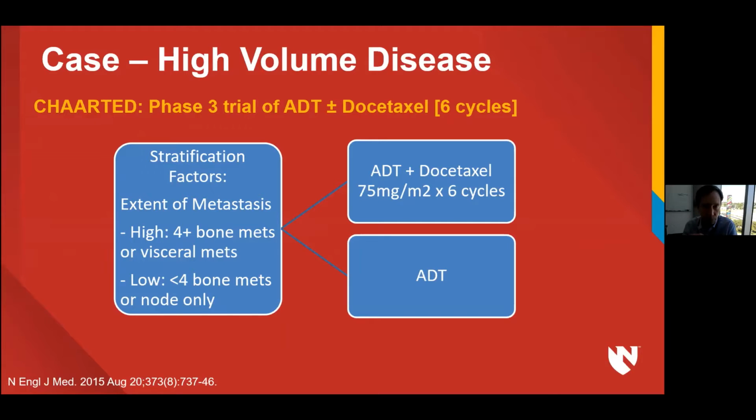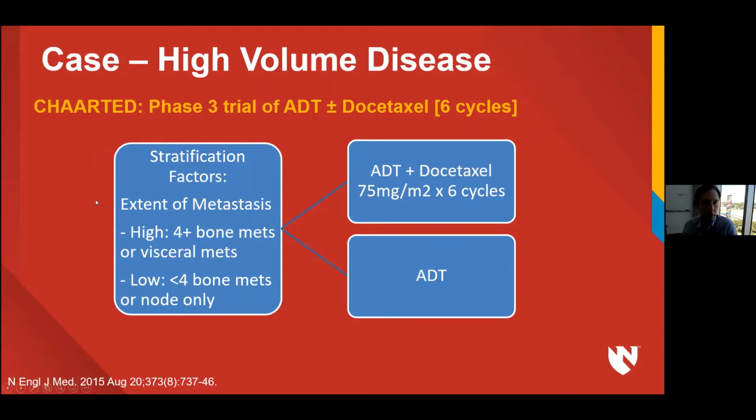I wanted to highlight specifically the CHARTED study. This is a cooperative group study first published in 2015 that tested upfront administration of chemotherapy, specifically with docetaxel times 6 cycles, versus a standard approach of hormone therapy until progression for patients that presented with metastatic disease that are just starting on hormones.